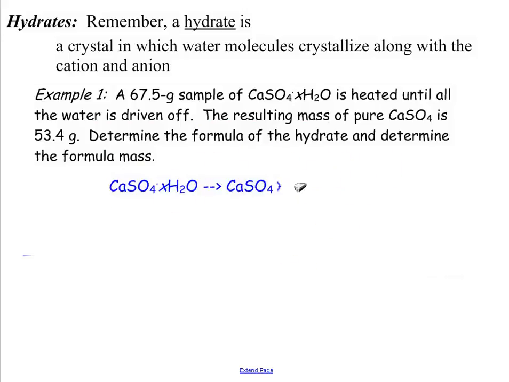So we're going to set it up as a little equation, and our knowns are the 67.5 grams of calcium sulfate·xH2O, 53.4 grams of calcium sulfate, and the law of conservation of matter tells us that there must be 14.1 grams of water. Now we're going to set it up the same way we do an empirical formula problem, but instead of using the elements, we're going to use compounds.